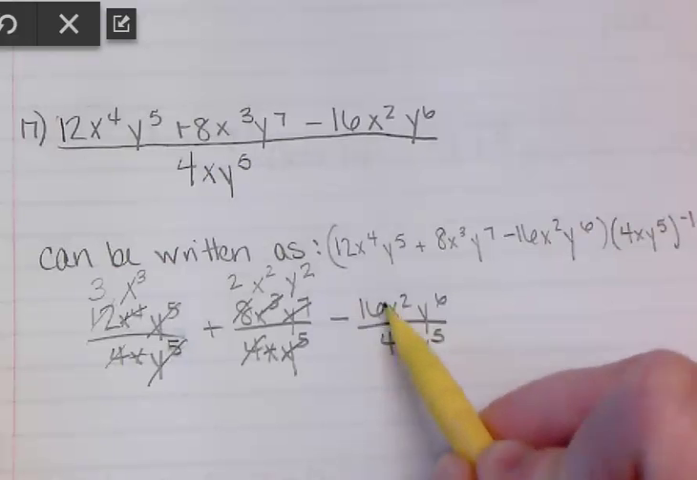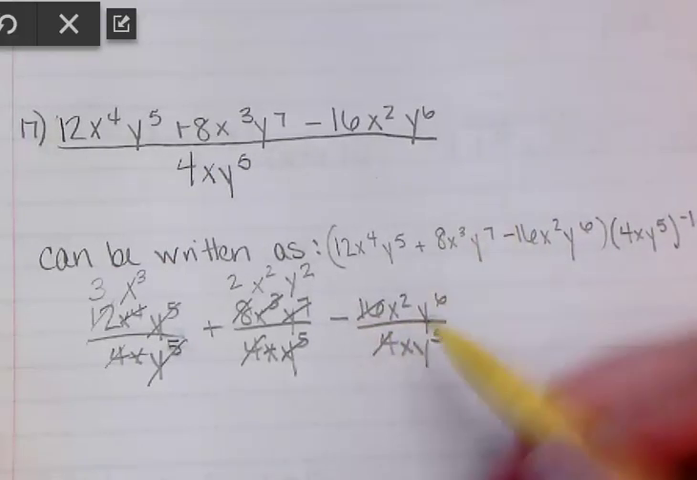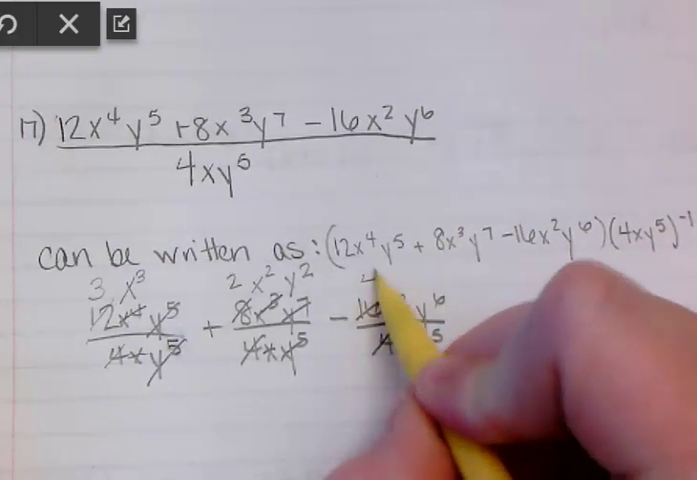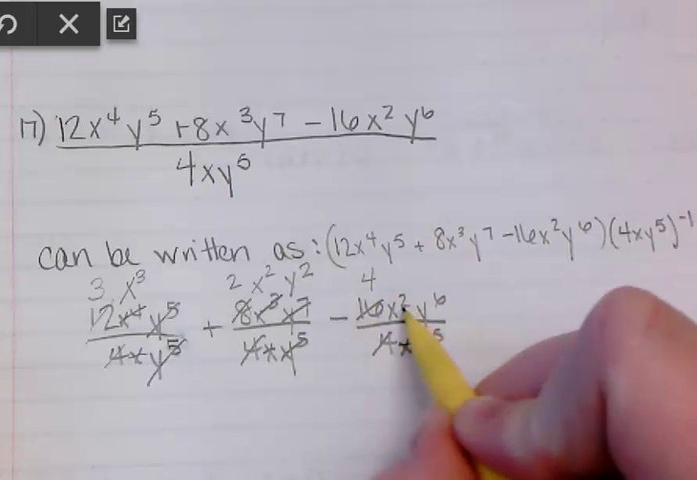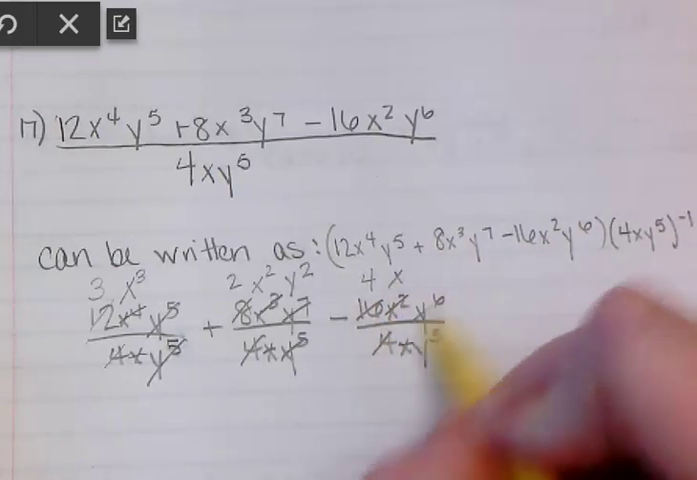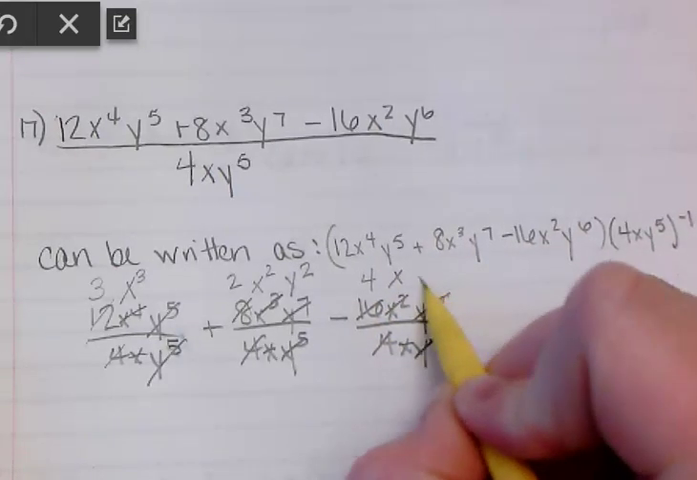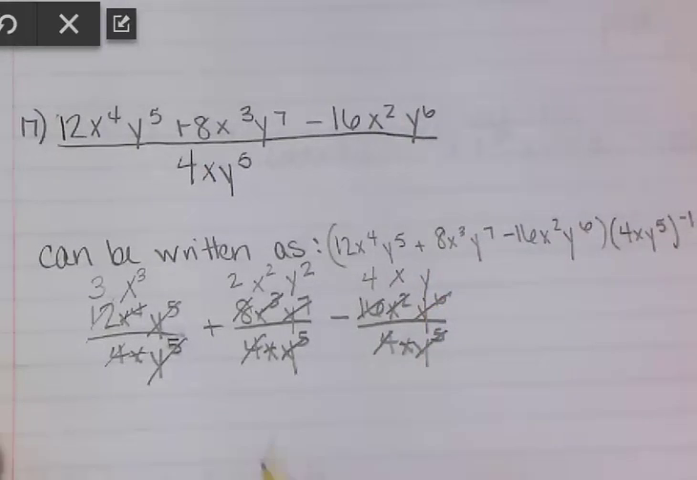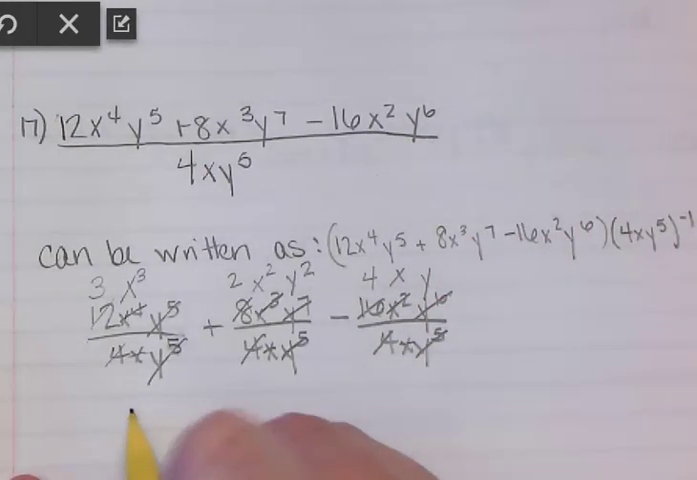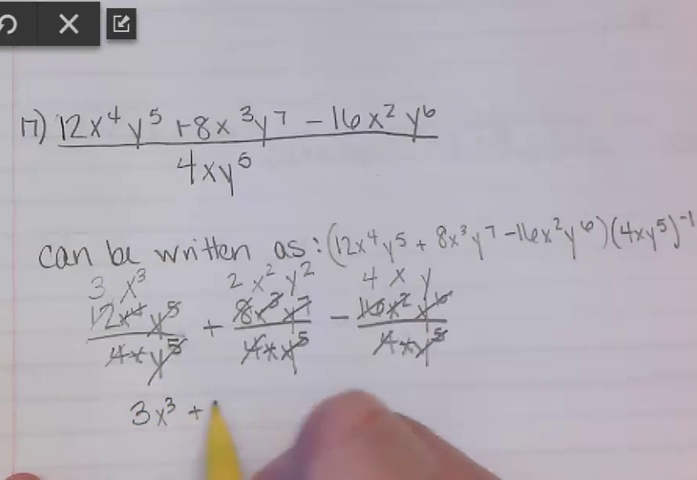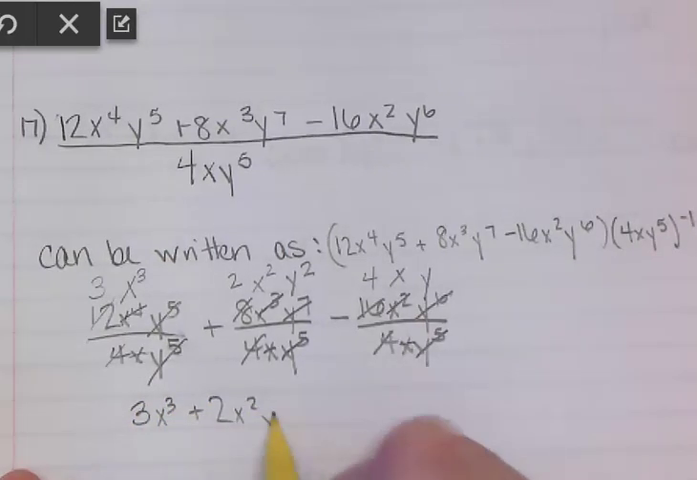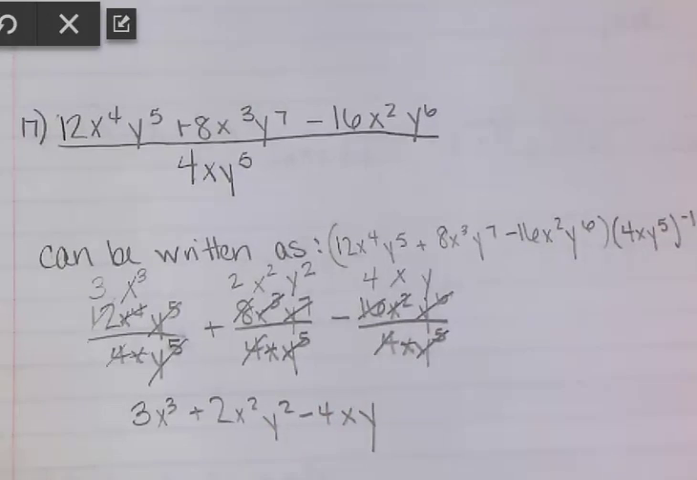16 and 4 share a 4. So I'm left with 4 on top, x squared leaves me with x, y to the 6th, y to the 5th, and y. So my final answer, since I have nothing left in the denominator, all my answers are going to be 3x cubed plus 2x squared, y squared, minus 4x, y.